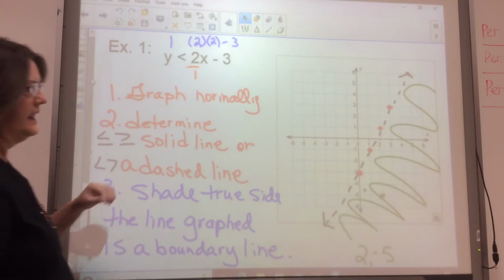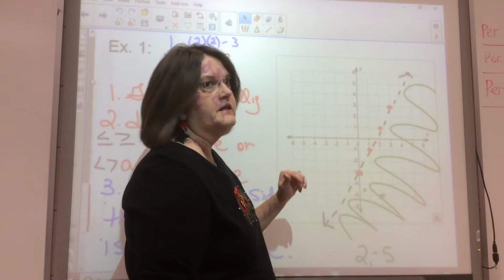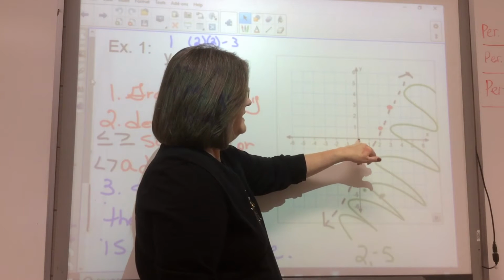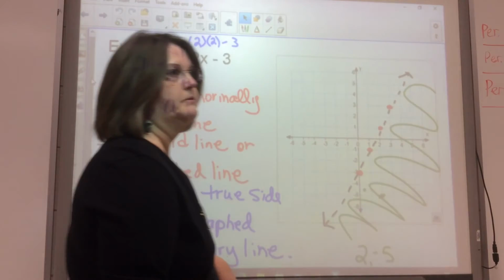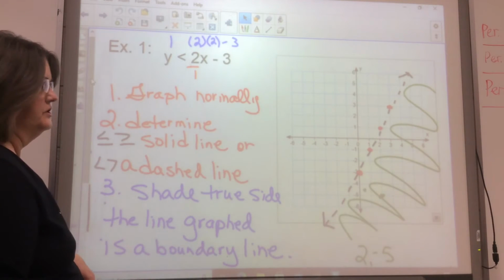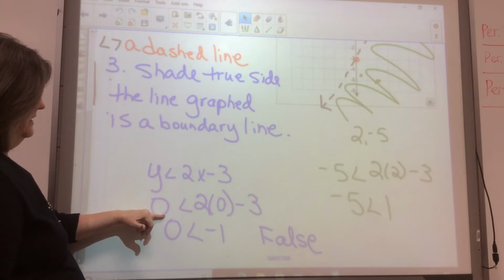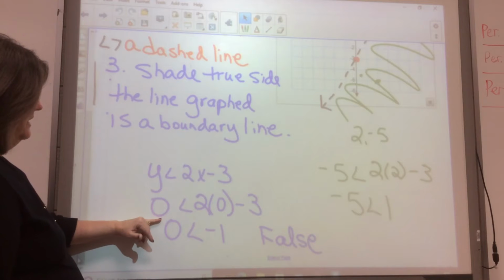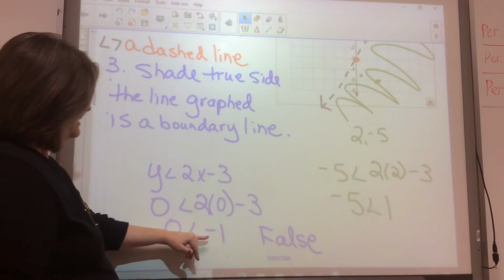So if you plug in, and the easiest one to plug in always is 0, 0. The only time you wouldn't plug in 0, 0 is when the line itself is going through the point 0, 0, then you would need to pick another point. But you can always pick any point you want to. So anyway, we're going to plug 0, 0 in, and as you see, we're just going into the regular equation. 0 for y, 0 for x. Is 0 less than?